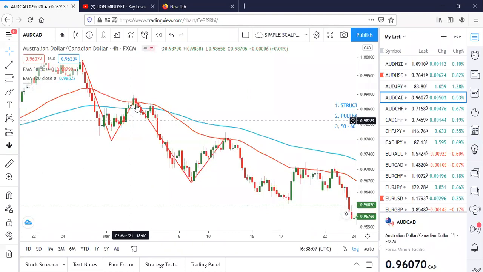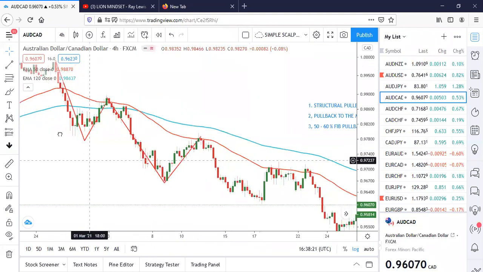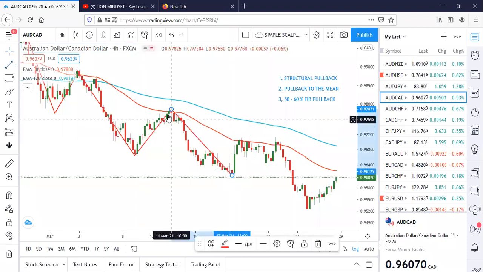Now, the first touch of the 50 EMA is a confirmation to us that at the next touch right here, price is going to respect the 50 EMA. All right. Now, from there, you can see price reverse around that area. It dropped again. This is another clear confirmation that the next touch is going to be on the 50 EMA again. It's as simple as that.